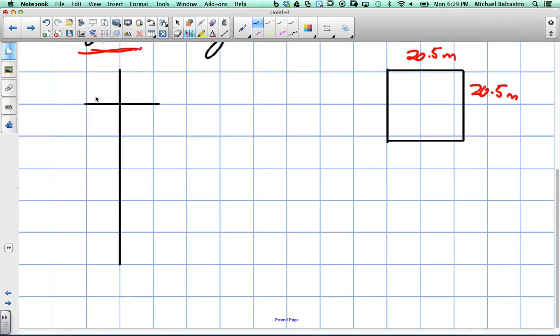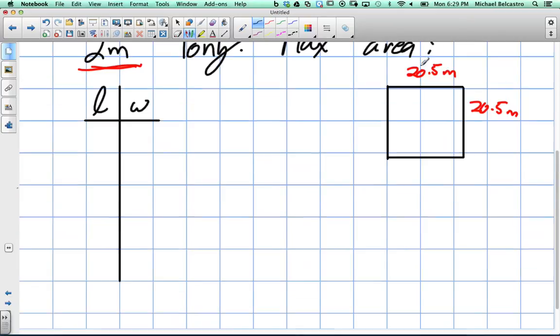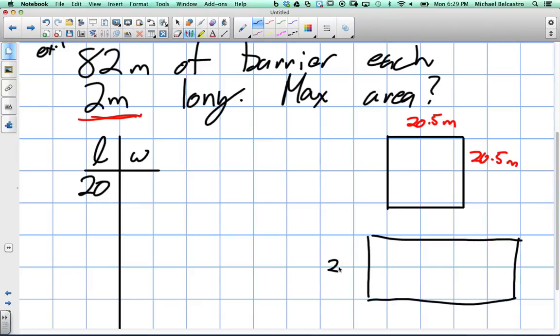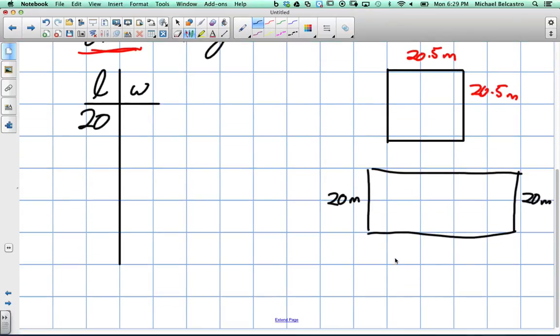We're going to work with values that would be around that. So let's say we have a length and a width, right? And 20 was a pretty good number here. So we have 82 meters of barrier. If I have a length that's 20, this is going to be just a bit different. This shape is not quite a square. If this is 20 meters and this is 20 meters, and remember we had 82 to start, so we kind of got to go through that trial and error again. 82 meters to start, and I subtract 20 and 20, so essentially I'm subtracting 40. That leaves me with 42 meters.